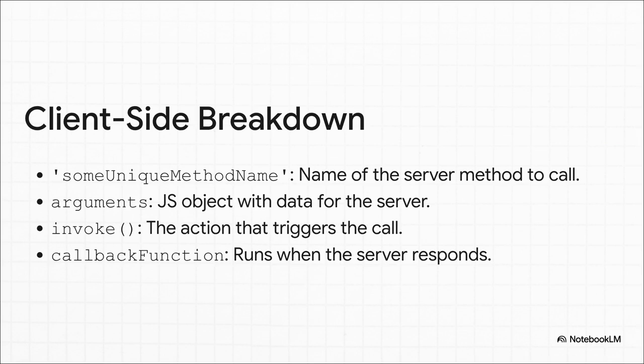First, that method name string, it absolutely has to match the name you define back in your Java code. Second, the arguments object is your payload. It can be super simple or really complex, whatever you need. Third, that .invoke call, that's the trigger. That's the go button that actually sends the request. And finally, the callback function is crucial. It's where you handle the data that comes back from the server.